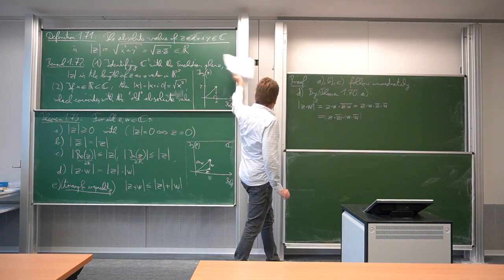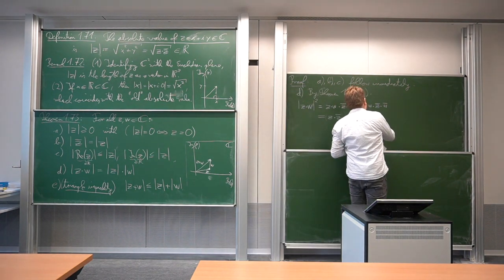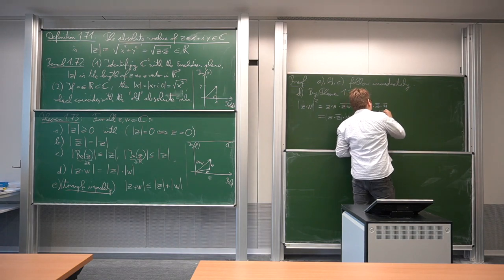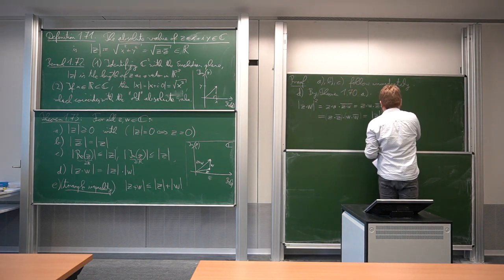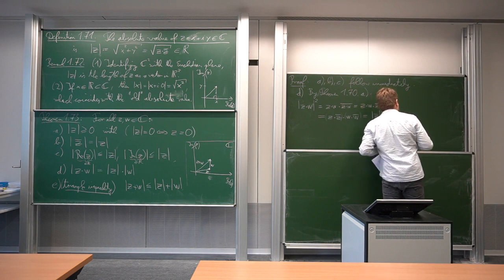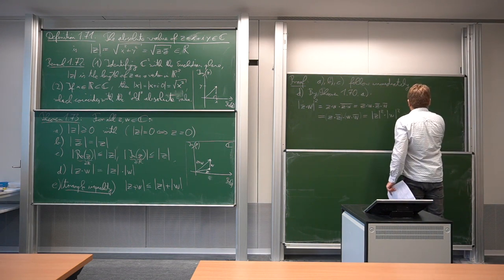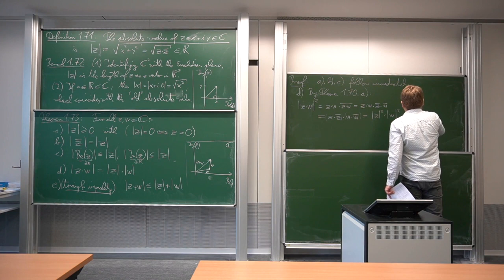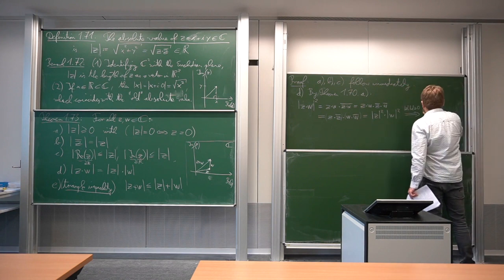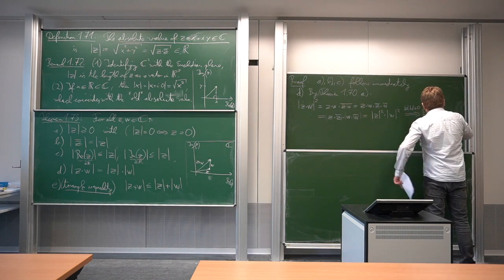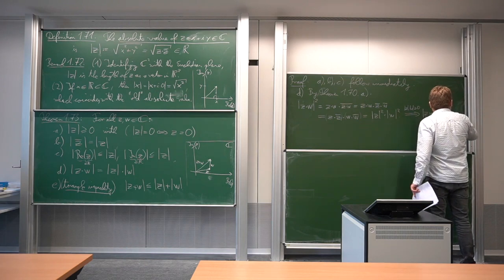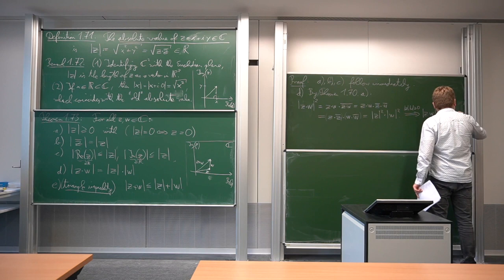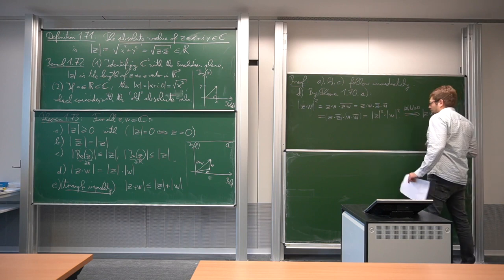Namely, taking a look at this formula again, the first part is nothing but the absolute value of z squared times the absolute value of w squared. And since, as I said, the two absolute values are non-negative, this implies that the absolute value of z times w is the product of the two absolute values without the squares. Okay.